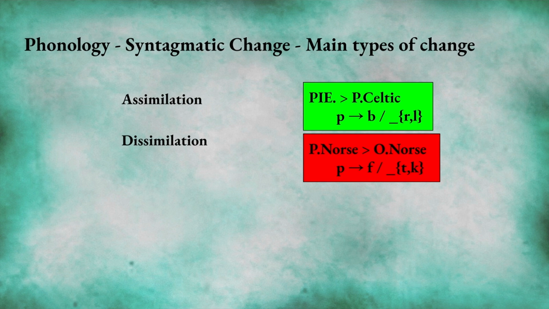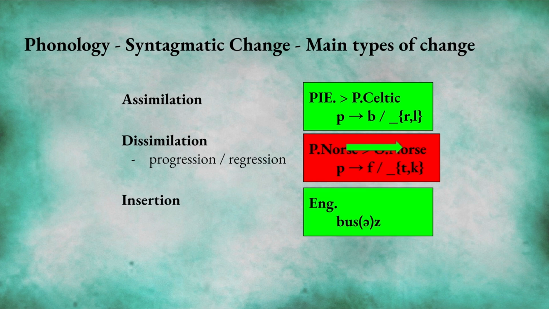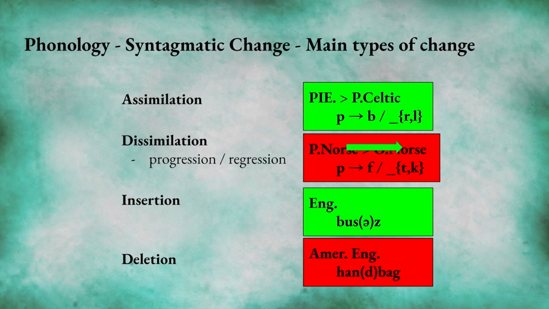Dissimilation is far more rare a process than assimilation, but in both the sound change may either be affected by the sound after it, in which case it is known as progressive, or affected by the sound before it, in which case it is regressive. The third type of change is sound insertion, as in English buses, where an epenthetic vowel comes between the two alveolar fricatives s and z. The final type is sound deletion, as in English handbag, where the first of two plosives is deleted. So why do these changes occur?